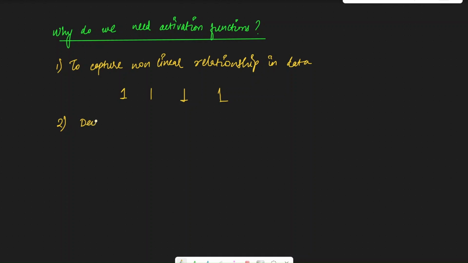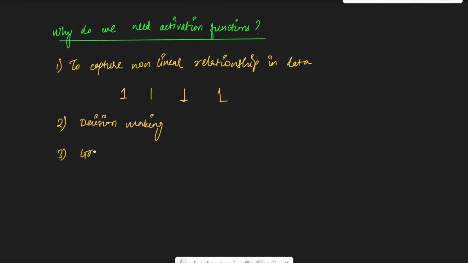Second is for decision making. Now suppose again we are doing image classification, cat and dog or something else. Then in this case, we have to identify where are the ears, where are the other boundaries, what is the background, where are the eyes of the cat or dog. So these are the decisions that the artificial neural network has to understand to classify an image as a cat or dog image. And this can only happen when the non-linear relationship that exists in the real world data can be captured, and that's why we need activation functions.